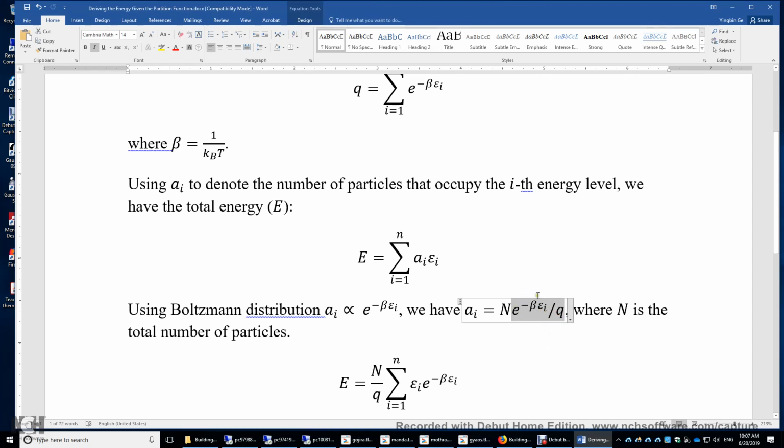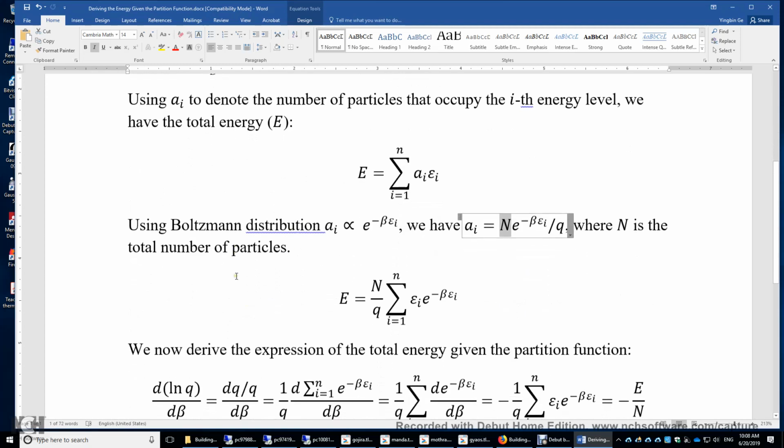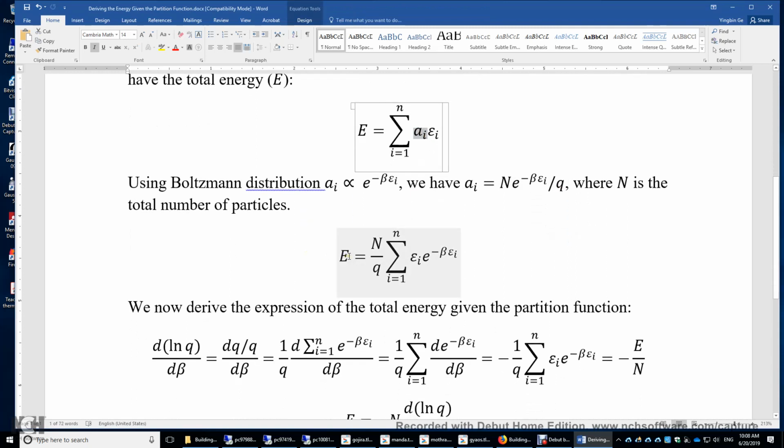So if you just sum up this term from I equals 1 to I equals infinity, the sum will be 100%. And what is this N? This uppercase N is the total number of particles. And therefore, we plug the expression of A sub I into the equation of the total energy. We have the total energy E equals N over Q times the sum of epsilon I times e to the power of negative beta epsilon I.